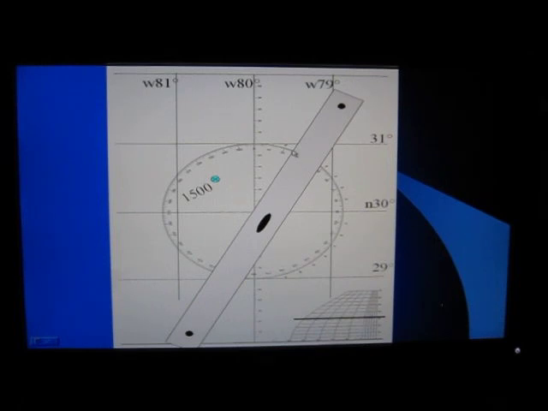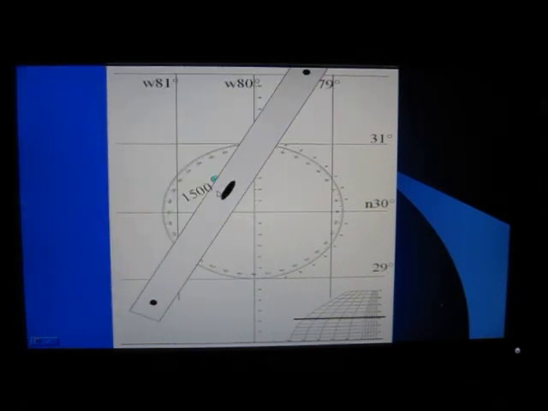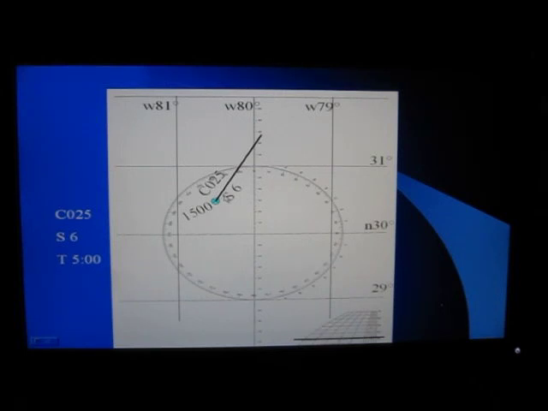We said it was 025, our course. So we put our ruler in the middle on 025, and then we transfer it over here and we draw our line. So this is a course of 025. Now we label it 025, speed 6 knots, and we're going to go for 5 hours. Well, at 6 nautical miles in 1 hour, how far will we go in 5? Well, that's pretty simple, isn't it? 30. So we want to lay out 30 nautical miles on this DR track.